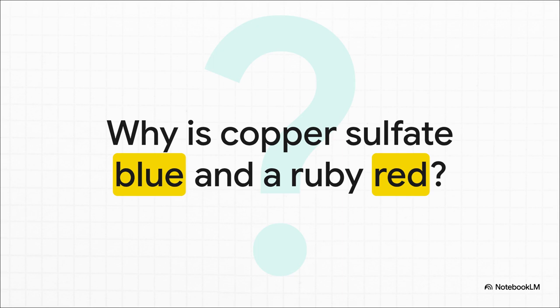And at the same time, why is a ruby, which is really just aluminum oxide with a tiny bit of chromium mixed in, glowing with that incredible deep red? The answer to both is all about how a central metal atom interacts with its closest neighbors. And that's exactly what we're going to unpack today.